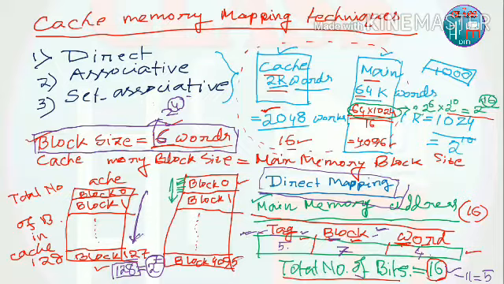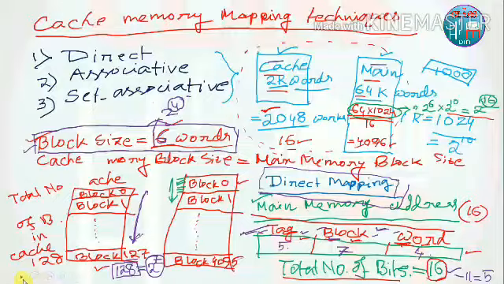Clear? So the numerical problem that will come from the cache memory mapping technique will be this kind of problem. You will be given the cache memory size, the main memory size, and also the block size. Then you will be asked to find out the size of the tag, the size of the block, and the size of the word. Clear? Now this is for direct mapping.